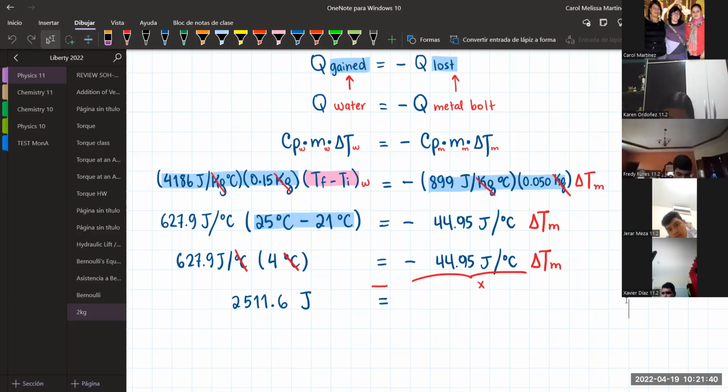So don't get confused. This minus, it represents a subtraction. I know it, okay? But you are isolating Tm. And what the number is doing to Tm is multiplying. Here, between the two, I have a multiplication. So when you send it to the other side, it will be divided. So my isolation is going to be 2511.6 divided by negative 44.95.